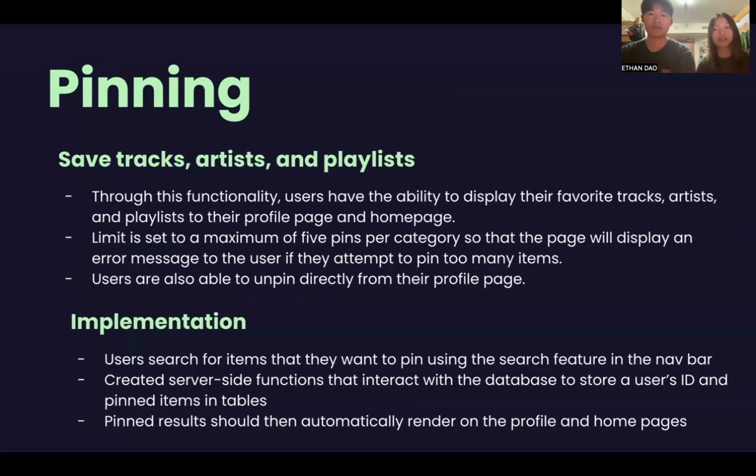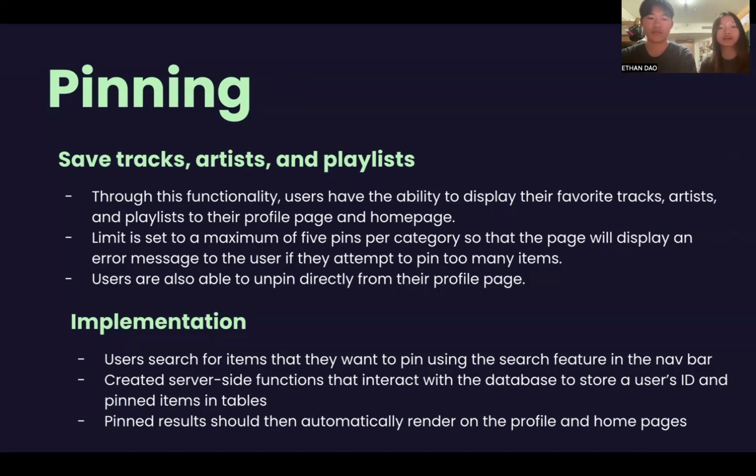To talk a bit about our first feature, which is pinning, this is the ability for users to save tracks, artists, and playlists to their profile page, as well as display this reflectively on their homepage. Right now, the limit is set to a maximum of 5 pins per category, so the page will display an error message to the user if they attempt to pin too many items at the same time. Users are able to unpin directly from their profile page.